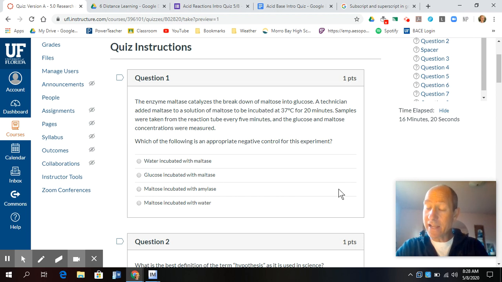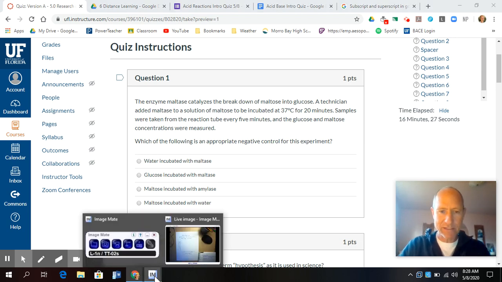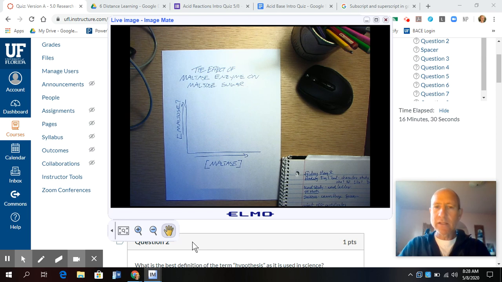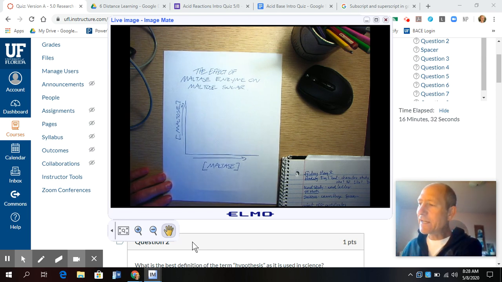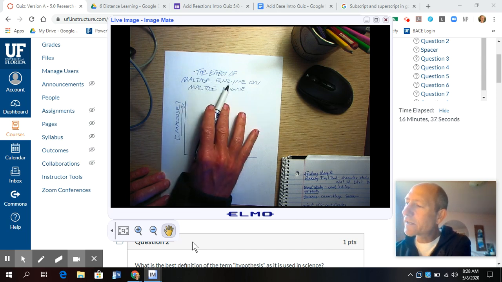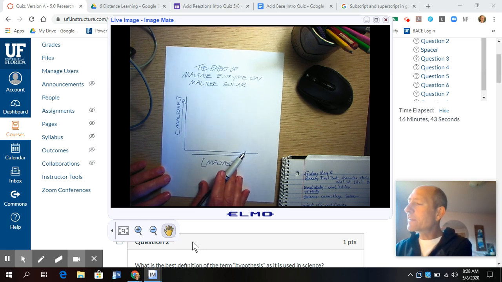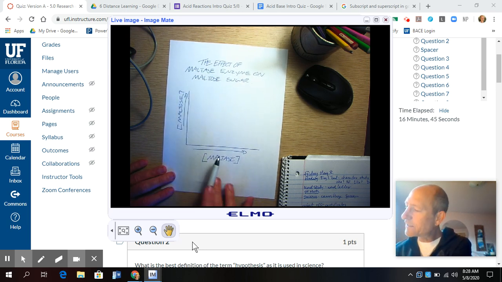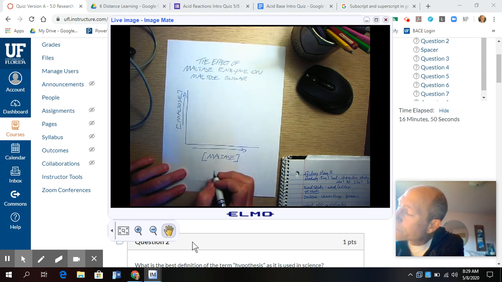So to identify a good positive and negative control, you need to understand what the variables are in the experiment. If we were to graph these data, our graph might look like this. The effect of maltase enzyme on maltose sugar. The thing that's doing the affecting, you put down here on the x-axis. So this is the independent variable. This is the thing that you're messing with.